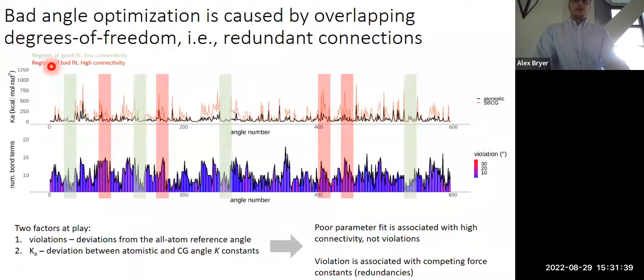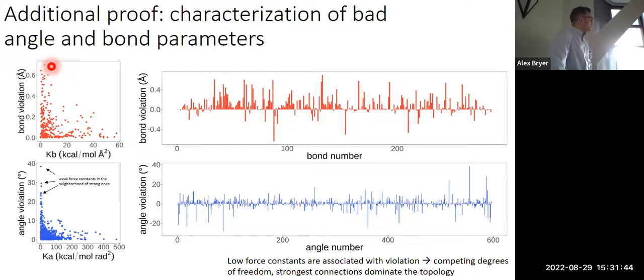So like I said, we took some additional steps to validate this. We looked at how badly our parameters are being violated. For each of these, it's the atomistic reference value versus what we produce in the coarse grain. We see some of these trends that I brought up earlier. Weak coarse constants are in the neighborhood of stronger constants and they're being overpowered. Suddenly you have a violation and the fit is terrible.